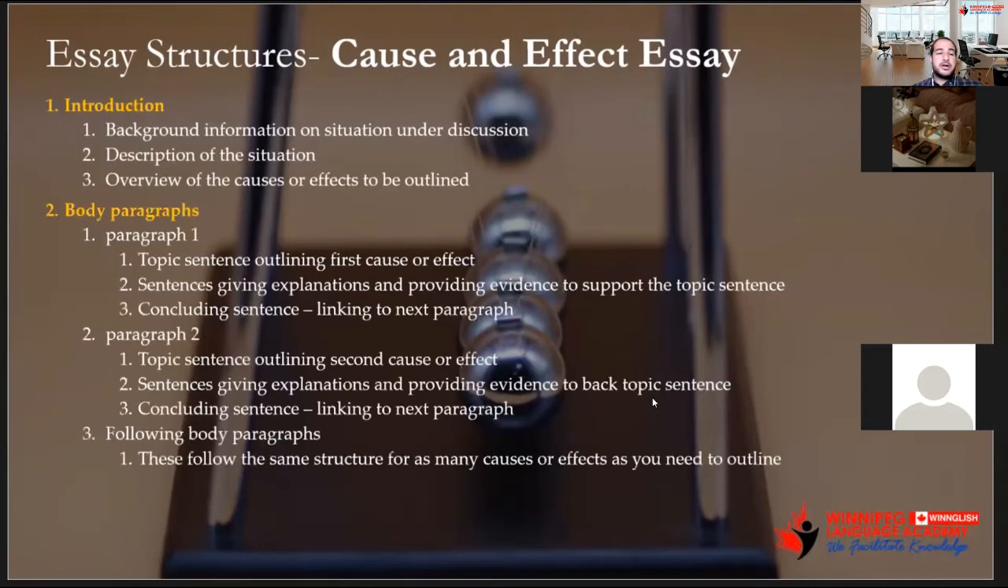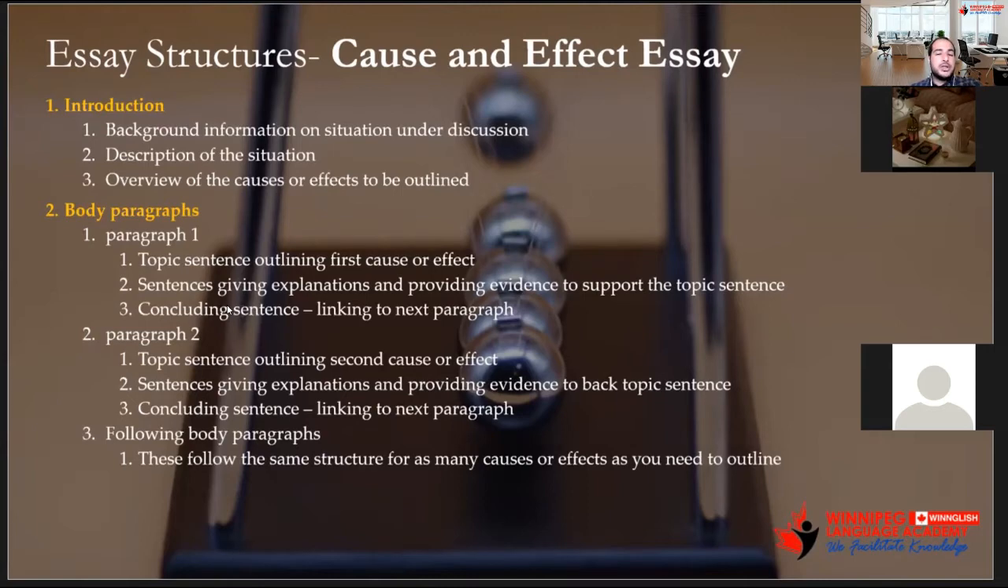Now, moving on to the body paragraph, we have body paragraph one, and here you write a topic sentence that outlines the first cause or effect. So if you're writing about both causes and effects, again, you write one paragraph about cause one, another paragraph about cause two, and then a third paragraph about effect. Or you could write one cause, two effects. If you're writing about effects only, you will be writing one paragraph about effect one and another paragraph about effect two. Or if you're writing about causes, it will be cause one, cause two. Right?